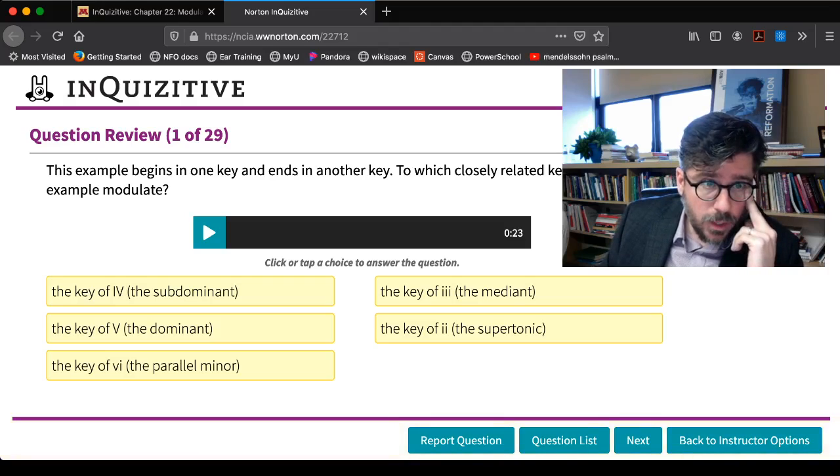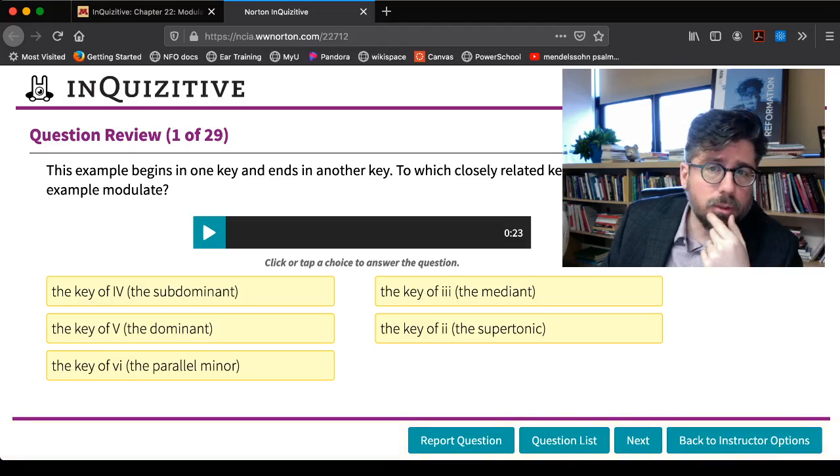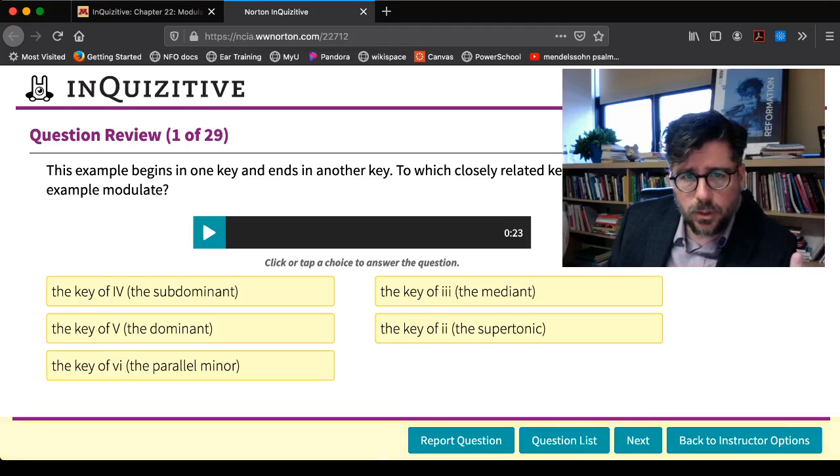The first type: this example begins in one key and ends in another key. To which closely related key does the example modulate? So I'm going to be listening for the first tonic and the second tonic, and I'm just seeing what the key relationship is there. Let's discover.